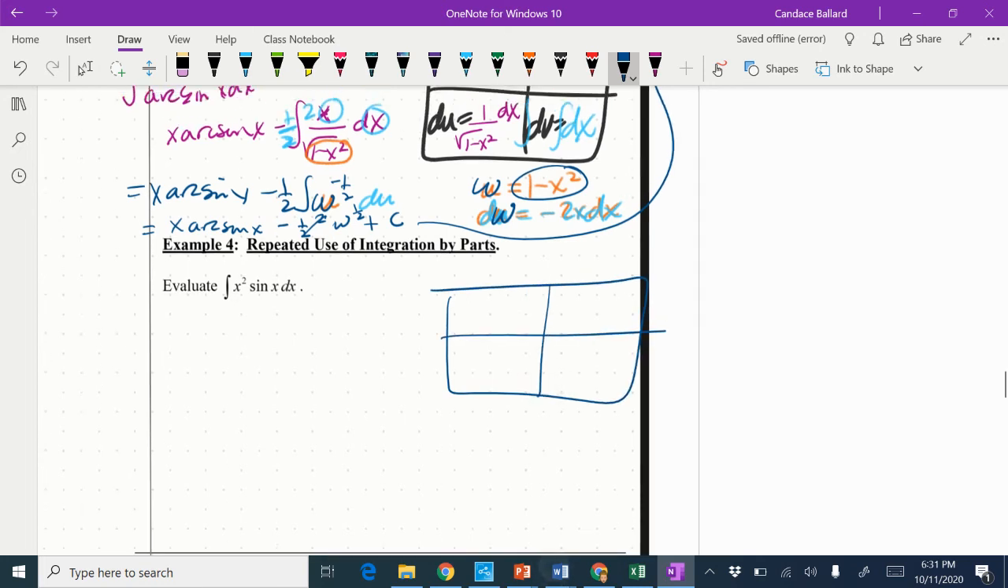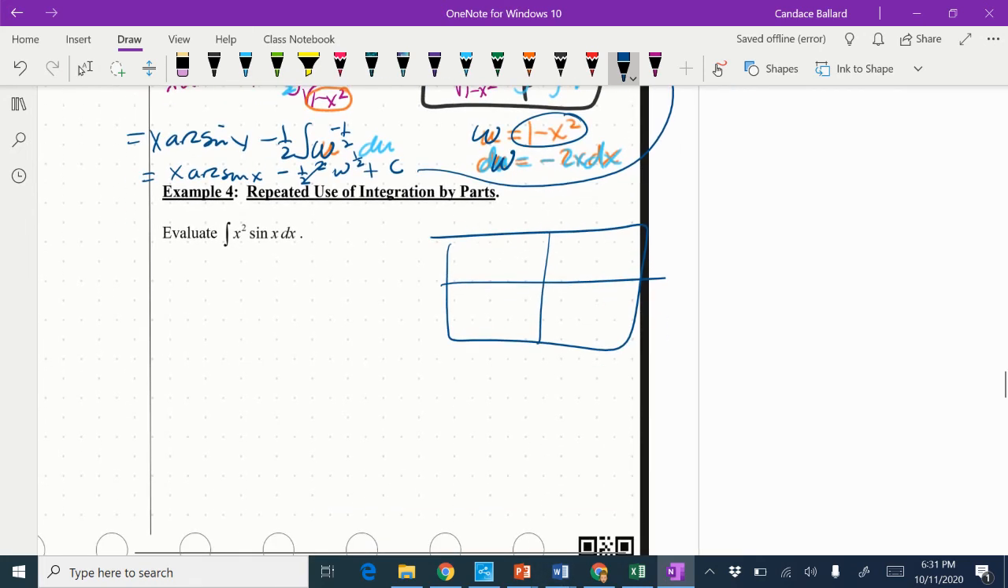Okay, so we've got u and du and dv and v. So I want to pick the most complicated part that I know how to integrate and put it here. I do know how to integrate sine x dx. That seems a little bit more complicated than x squared, so I'm going to put it here. And again, if we pick something that doesn't work, we can always pick the other thing and go back.